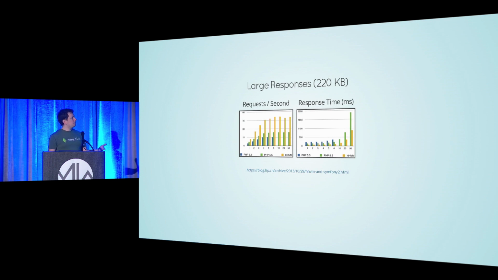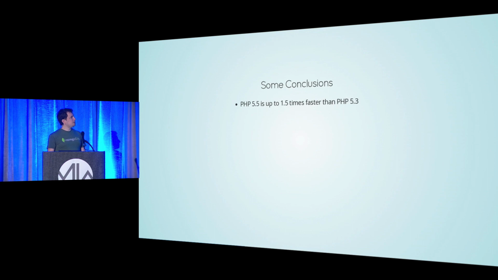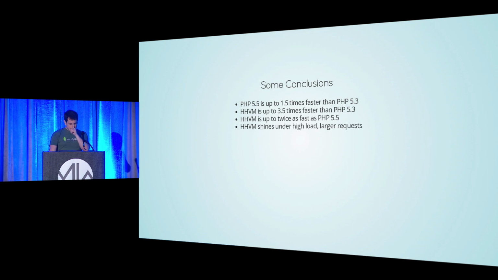So the peak at servicing requests per second was about 2x over 5.5 and 3.5 times better performance than PHP 5.3, with half and a third of the response time versus 5.5 and 5.3. And so some conclusions just from this particular benchmark were that 5.5 is certainly quite a bit faster than 5.3, and HHVM had several times the gains. But additionally, it really shined.